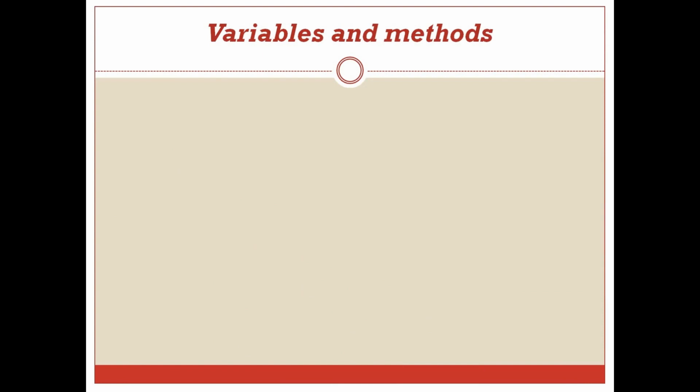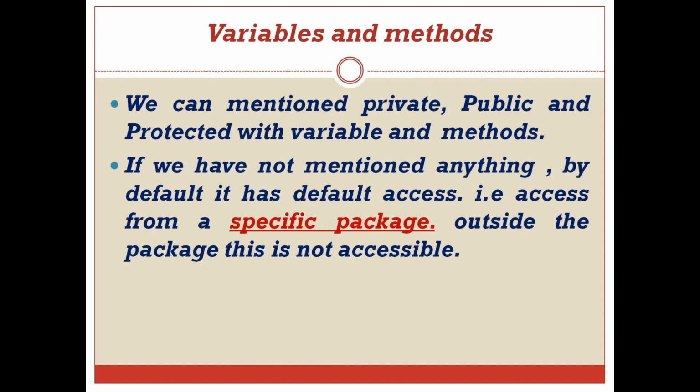Okay, so at class level we cannot use the private and protected access modifiers. Okay, so only public access modifier and final and abstract. And in the case of variables and methods, we can mention private, public and protected with variables and methods. Okay, so variables and methods can be declared private or public or protected.